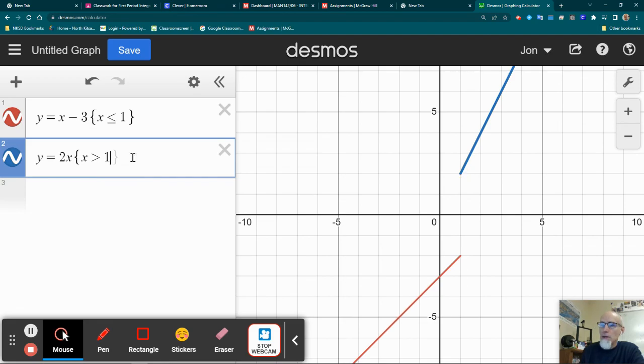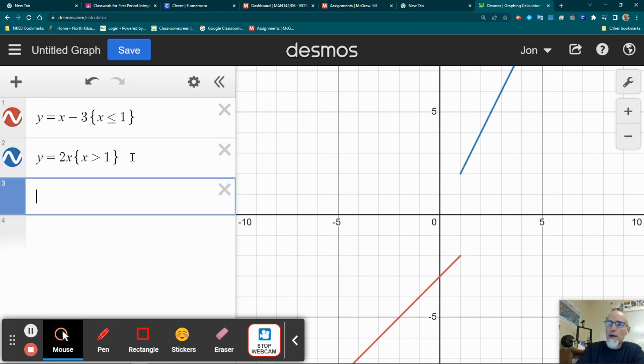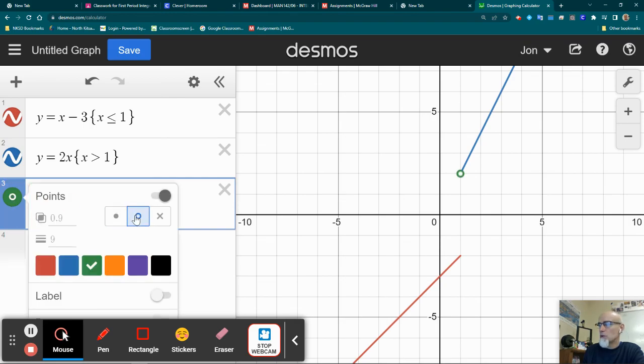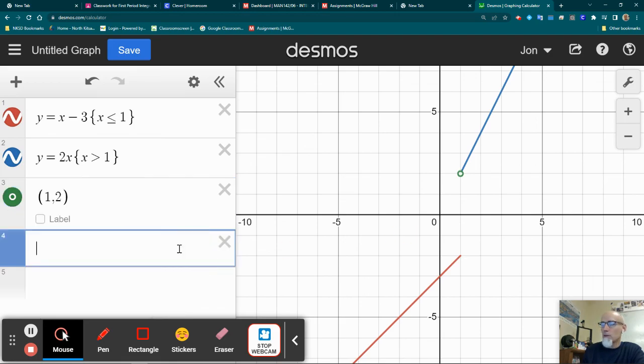That bothers me enough that I'm going to try and put a point there. So my point is 1, 2. Now you might say, oh, that's a solid point. Yeah, but you can fix that. You can hold down your mouse and then you can choose an open circle. That's really kind of what I'd like to see right there. I guess we could put another point in there. I probably should make that blue as well. Oh, shoot. Let me try to make it blue.